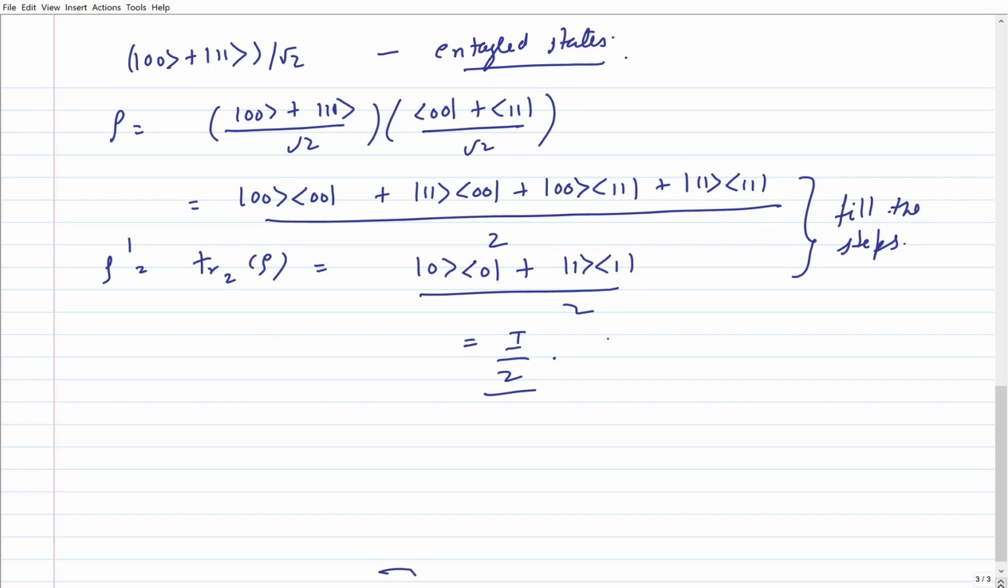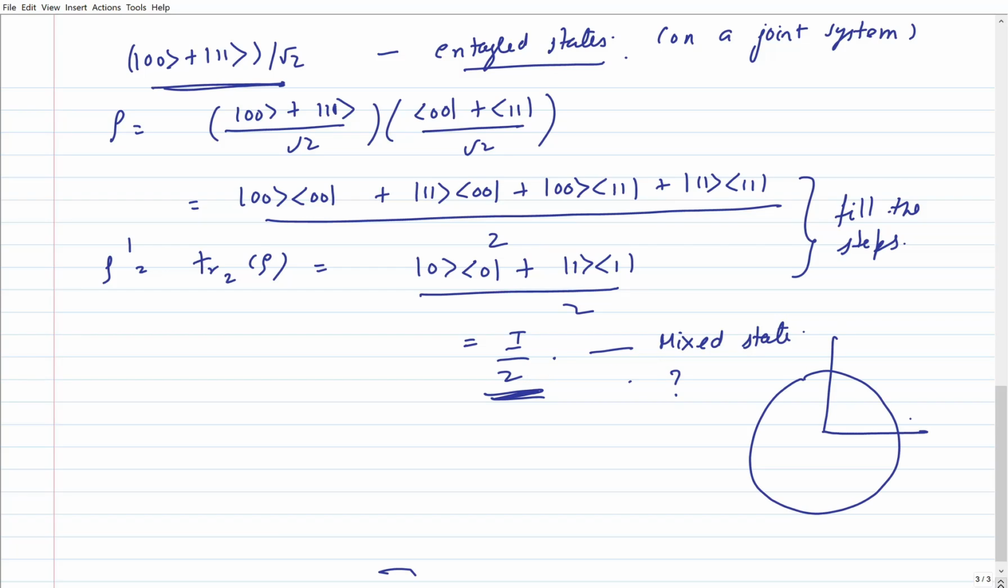So note that this is a mixed state. And this is quite a remarkable result. I started with a pure state on a joint system. This was an entangled state on a joint system. And I traced out one of the systems and I get the mixed state. In fact, I get the maximally mixed state. Where exactly on the Bloch sphere is this? Well, this is going to be at the center of the Bloch sphere. That's I by 2. If I have 0 here, 1 here.